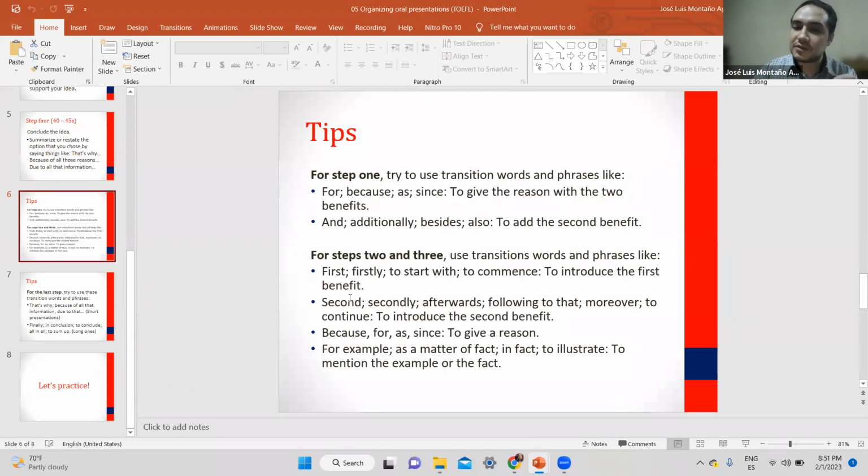So you first use these transitional words. You show not example, sorry, your reason, explain why, and then you show your example with these possible words: for example, as a matter of fact, in fact, to illustrate, right? And then you mention that personal example that you got. And then you go to the next reason, right? Very quickly. And you say second, secondly, afterwards, following to that. So it has to be clear that now you're going to go to the next reason.